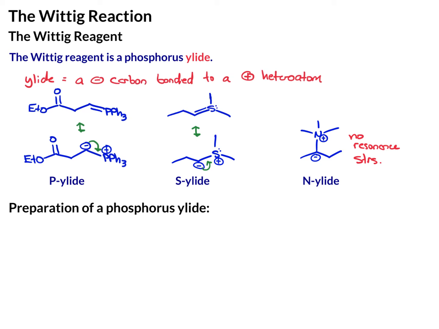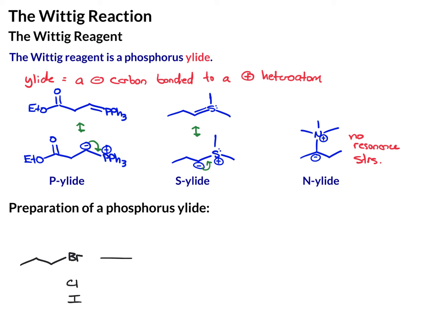Let's see how a phosphorus ylide is prepared. The starting material that you're going to start with is going to be an organohalide. So let's say we want an ylide with 3 carbons in it. So we want to use the 3-carbon organobromide here. You could also use the chloride or the iodide.